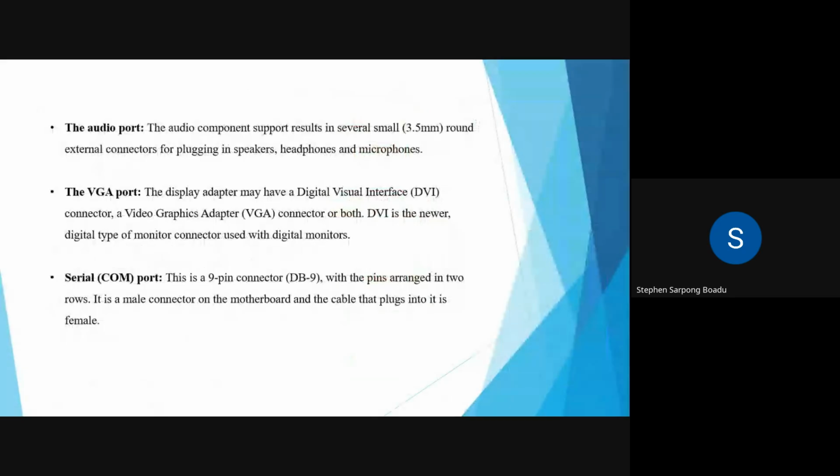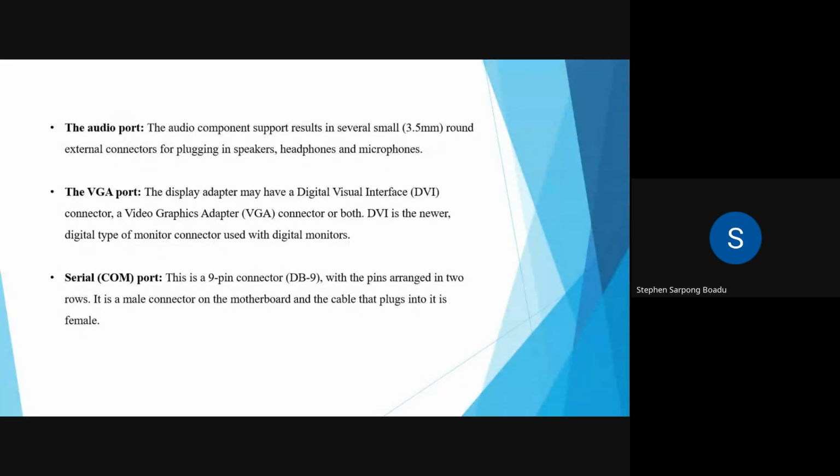Then we have the audio port. Just like the name goes, the audio component supports several small 3.5 millimeter round external connectors for plugging in speakers, headphones, and microphones. So that is where you put in your headphones, your microphones, and any sound system.